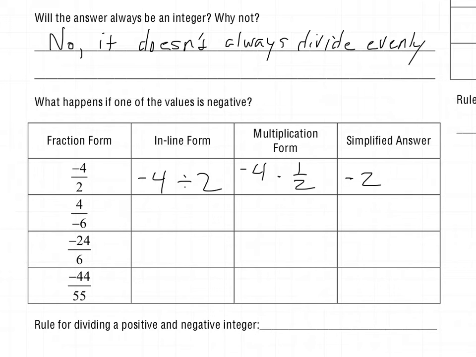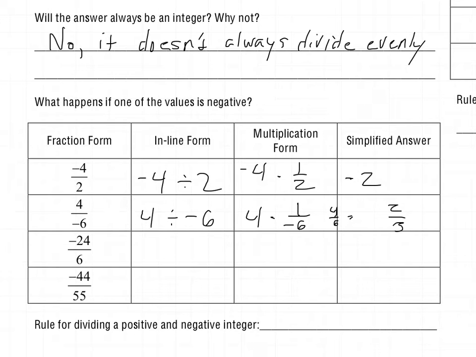So looking at this one, we have 4 divided by negative 6. Our reciprocal here that we're multiplying, 4 times 1 over negative 6. So again, we have a positive times a negative, so we're going to get a negative answer. This one's interesting because when we do it, we have to simplify the fraction, 4 over 6. That's going to give us 2/3.